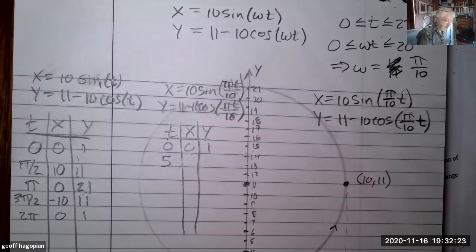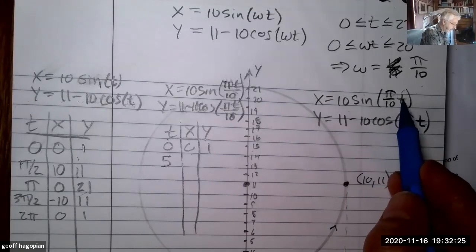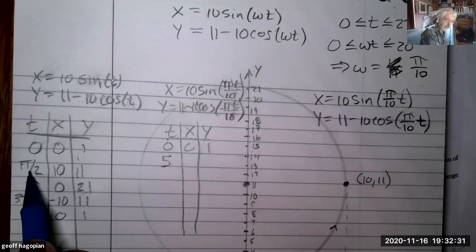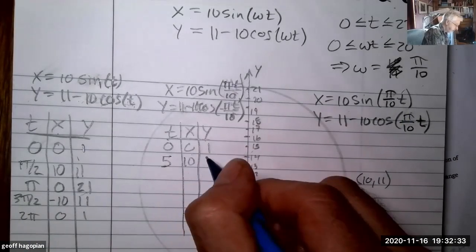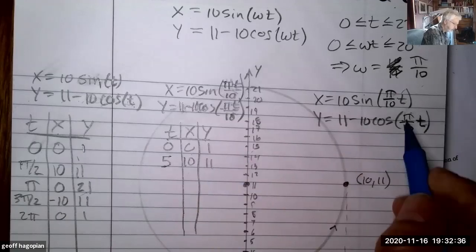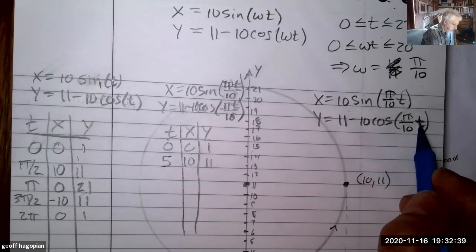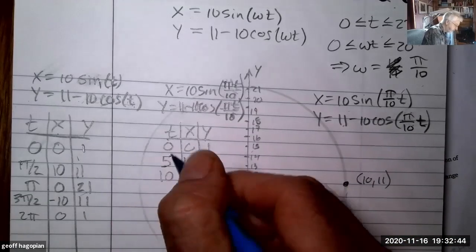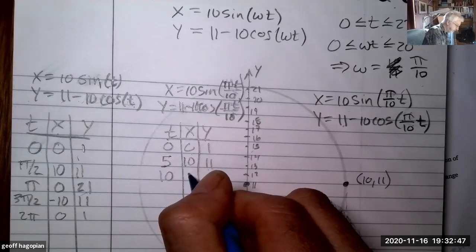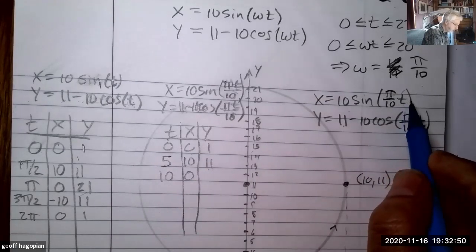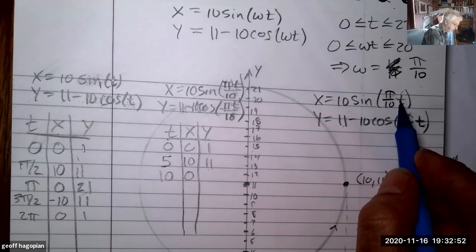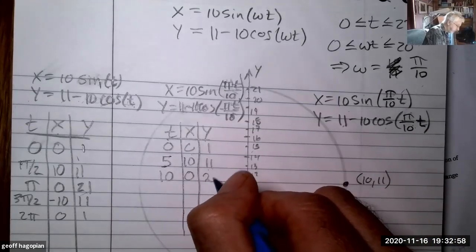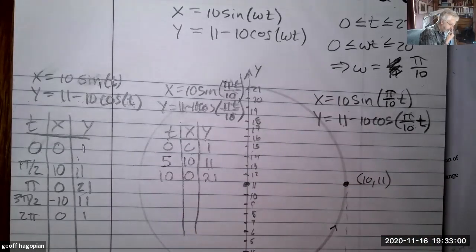Okay, so now when I plug in the 5, I get pi over 10 times 5 is pi over 2, sine of pi over 2. It's exactly what we had over here, right? 10, and we'll get cosine of pi over 2 is 0. 11 minus 0 is 11. Okay, so when we go to 2/4 turns, we'll be back here at 0 because what? Sine of pi is 0. Cosine of pi is -1, so we're at the top of the world, right? 11 minus -10.